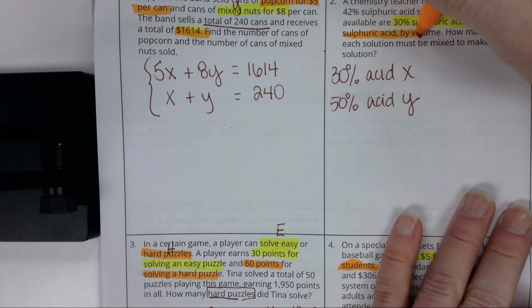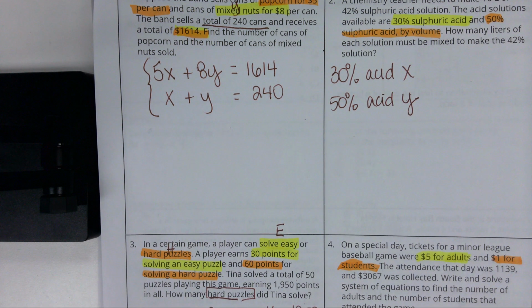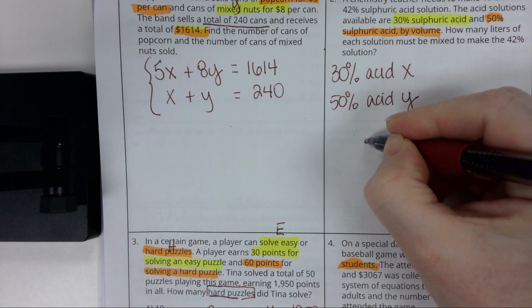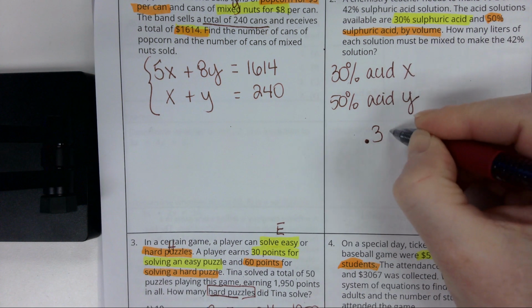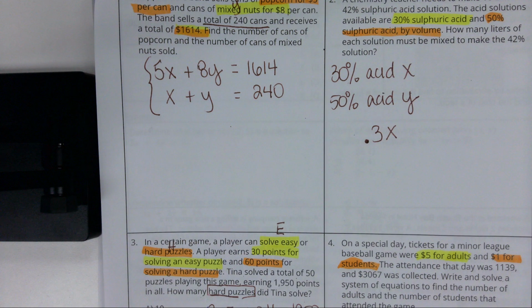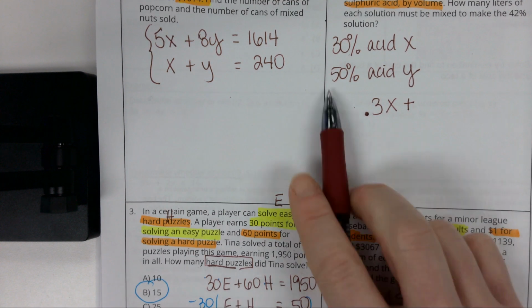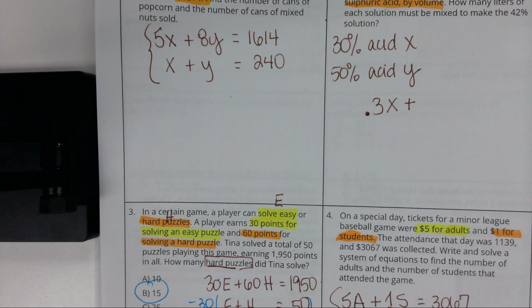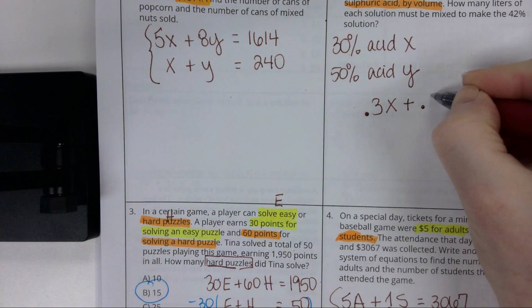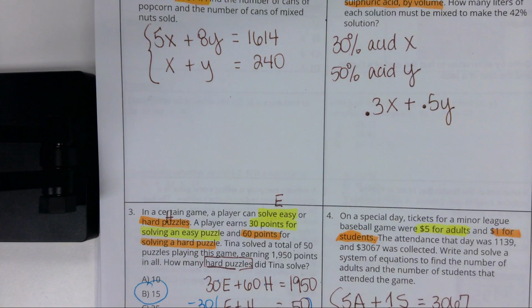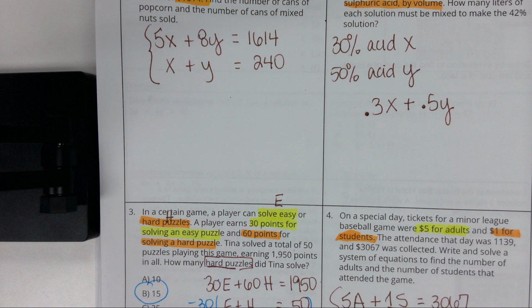All right, so here's the nice thing. For a 30% acid, you multiply it by 30%. What's 30% as a decimal? 0.3. So this would be 0.3 times x, plus, what's 50% as a decimal? 0.5 times y.